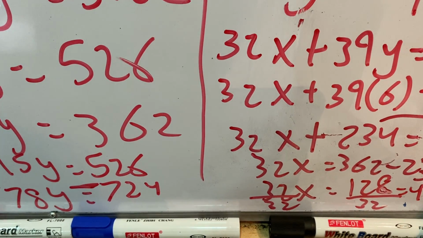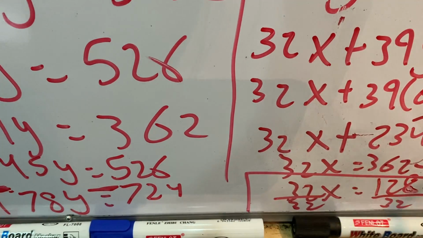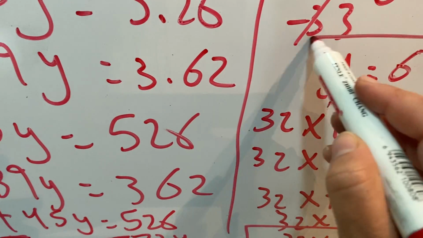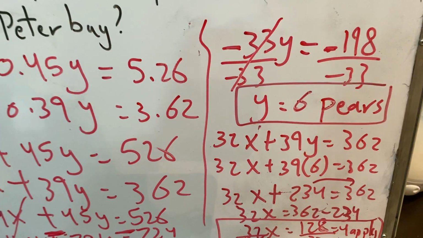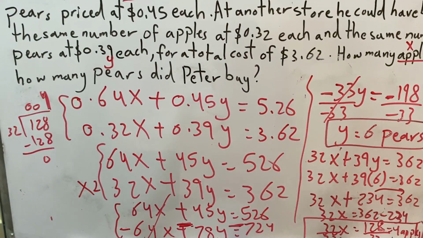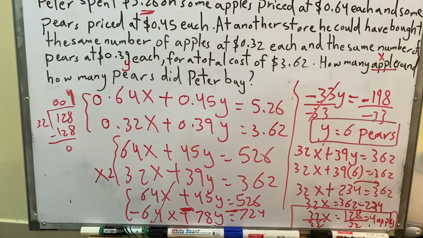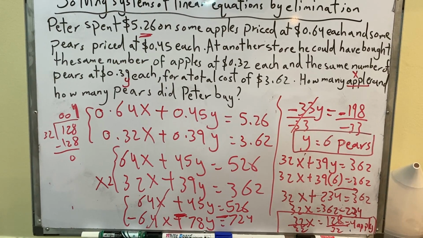apples. So like this, I found the x, and like this, I found the y. I have 6 pears and I have 4 apples. This is my whole question.